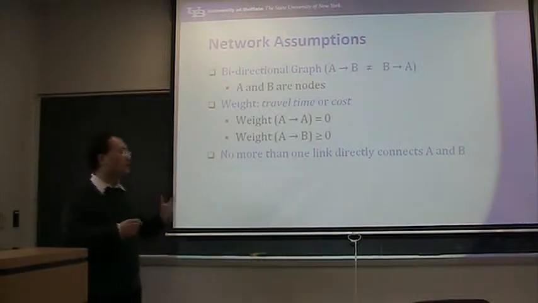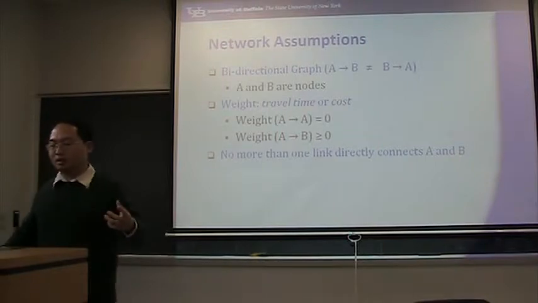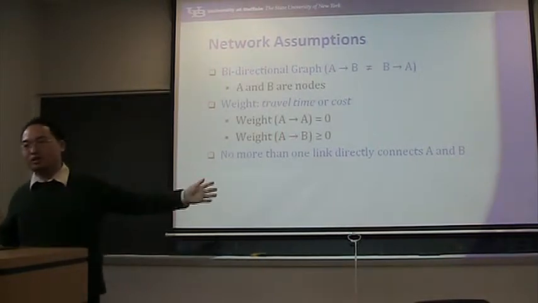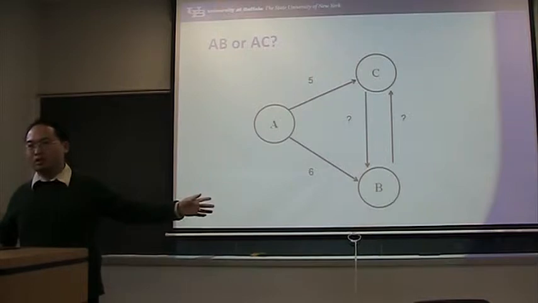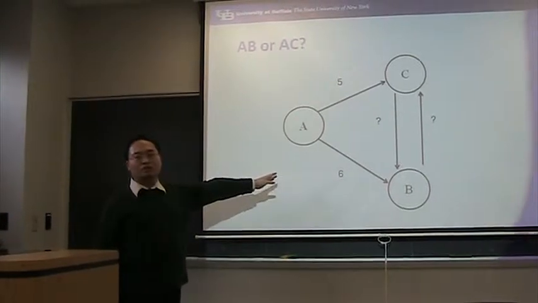Directly connecting A and B, or zero link. So there will be no more than one link connecting A and B. So these are the simple assumptions. And I want to show the beauty of this algorithm because it's all based on this simple chart.